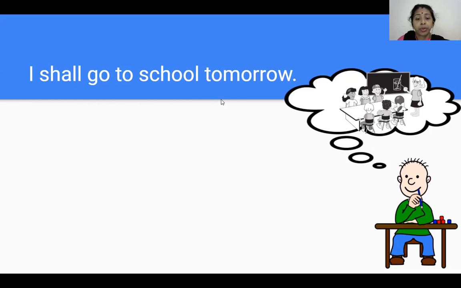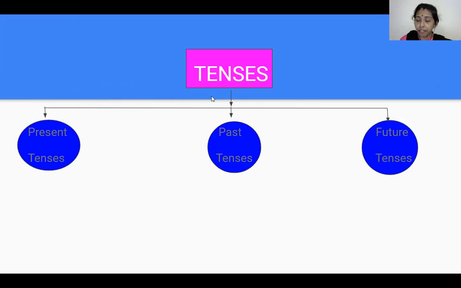So now we come to know how tense is related with time. So here we can find that tense has three main parts. One is present tense, another is past tense, and third is future tense.